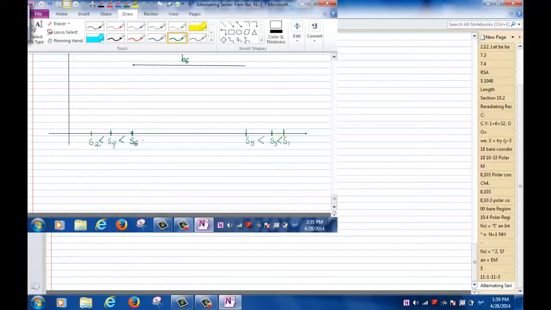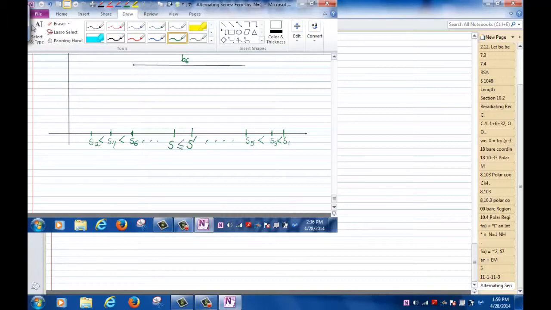So because you have an increasing sequence of partial sums that is bounded above, the sequence of even partial sums will converge to some number S. Same way, the sequence of odd partial sums will converge to some number S prime. Okay?